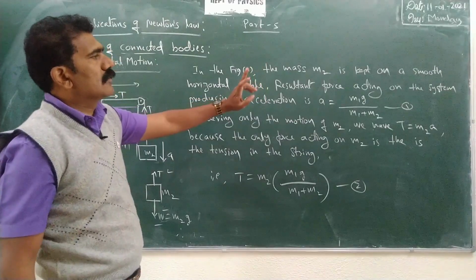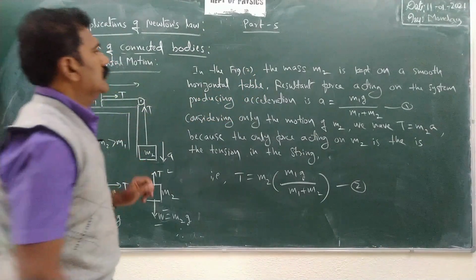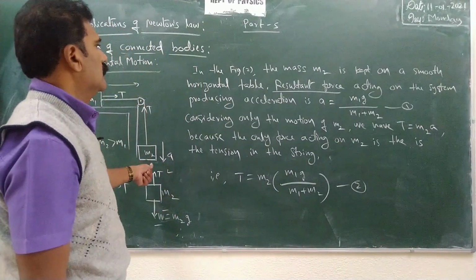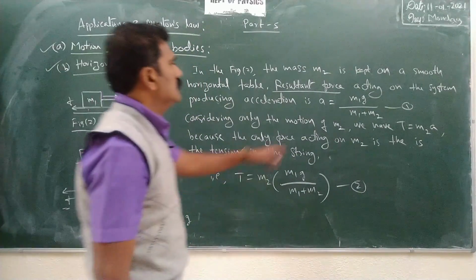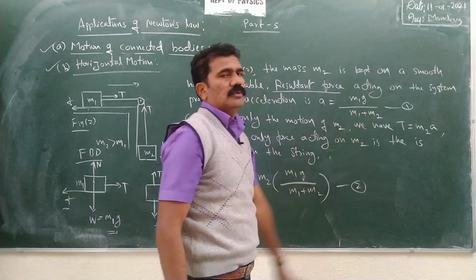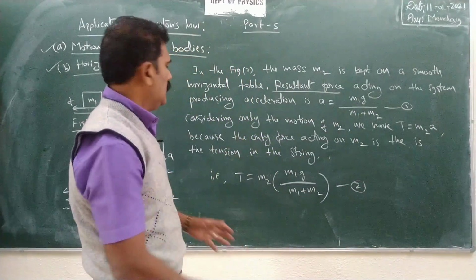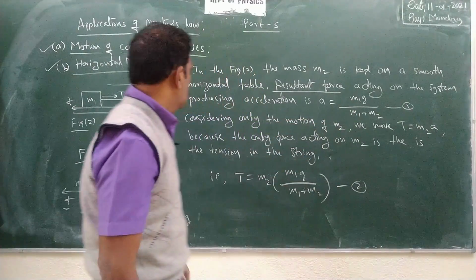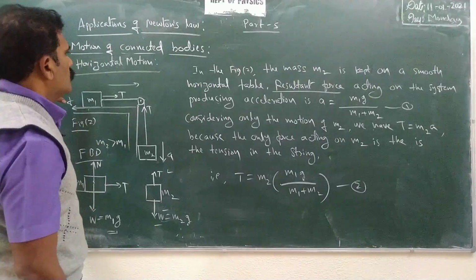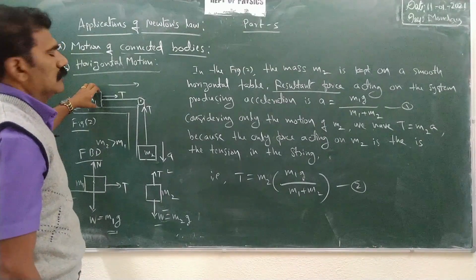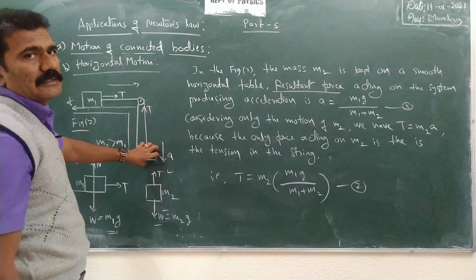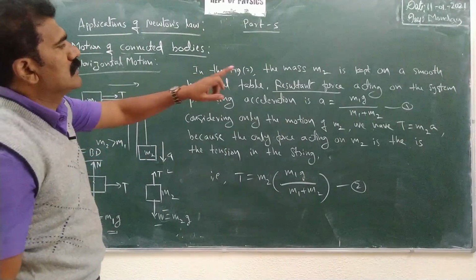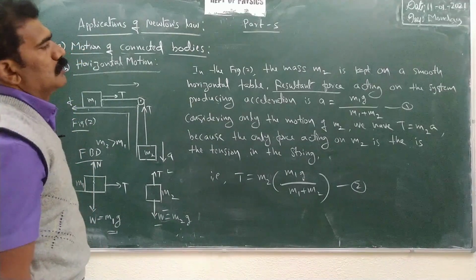So the resultant force acting on the system, producing this acceleration downwards, is given by m1g divided by m1 plus m2. The total mass is m1 plus m2, moving in a particular direction. Here you only consider m1, because the resultant force acting on the system is actually on m1. There is no external force acting on m2 except its weight. So consider only the force acting on m1, that is m1g divided by m1 plus m2.